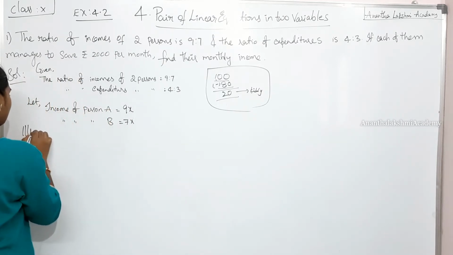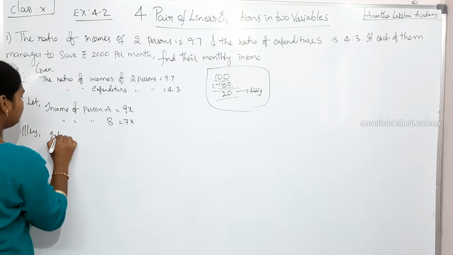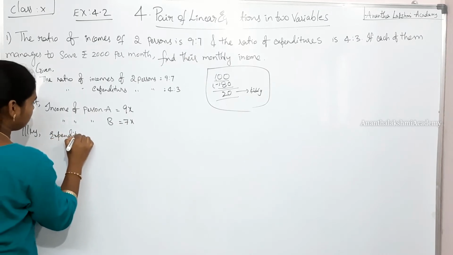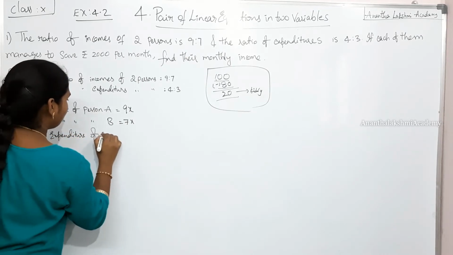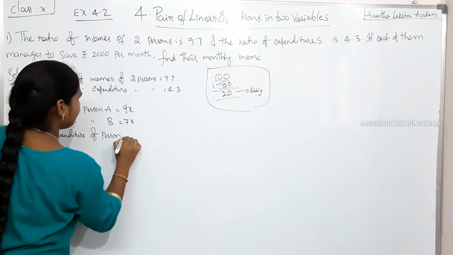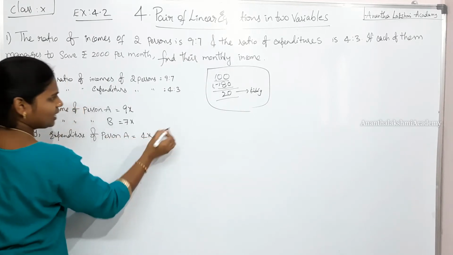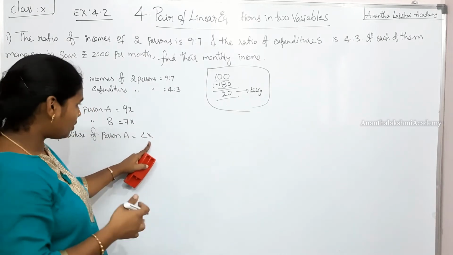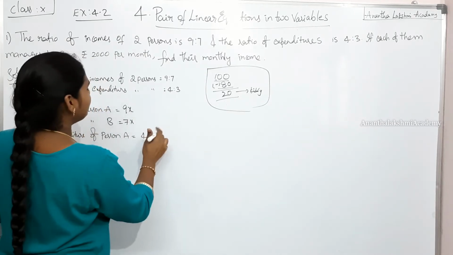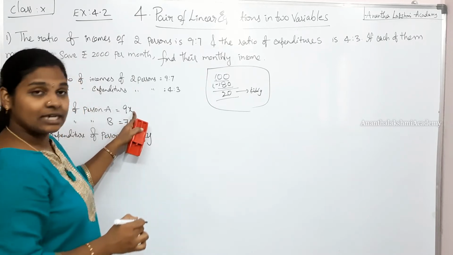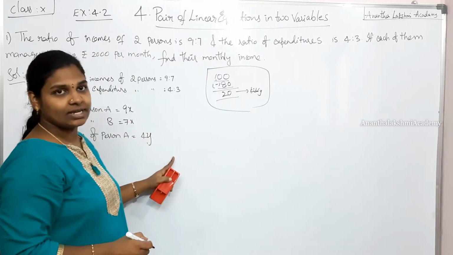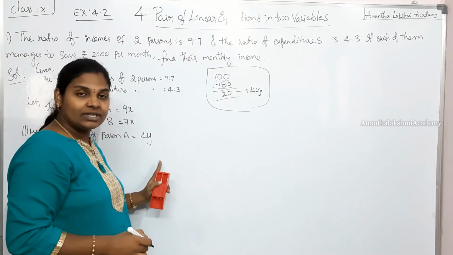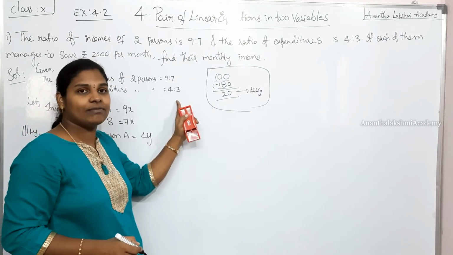Similarly, expenditure of person A is equal to 4x. Now you can guess this, no? Why are we multiplying this with a constant? Sorry, let the expenditure be Y. Since income is X, I am going to consider this as Y. Why are we multiplying it with constants? Because the ratios are given.